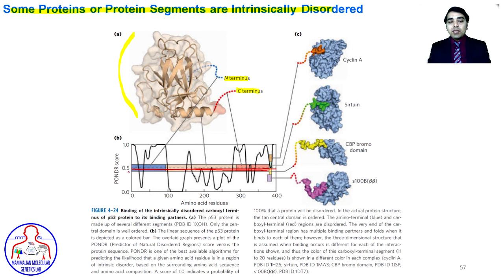In nature, P53 is disordered at its N terminal and its C terminal. Its C terminal interacts with different proteins like cyclin A, sirtuins, CBP bromo domain, and S100B protein. Whenever it is interacting with cyclin A, it attains a structured conformation suitable for its binding with cyclin A. With the sirtuin, it attains another structure suitable for binding with sirtuins. For the CBP bromo domain, it attains a different structure, and in the same way it attains a structure suitable for S100B binding. All these structures interacting with different proteins are shown with different colors.